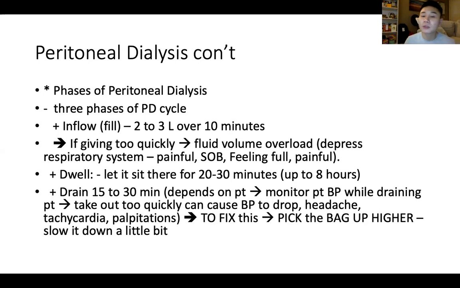We have to monitor the patient's blood pressure while draining, because when we take fluid out of the body too quickly, again, it can cause the blood pressure to drop. This may lead to headache, tachycardia, and palpitation. In order to fix this, we pick the bag up a little higher to slow it down a little bit. So this is gravity.